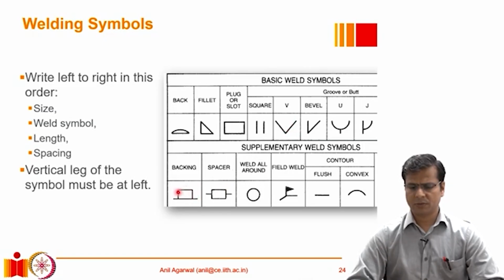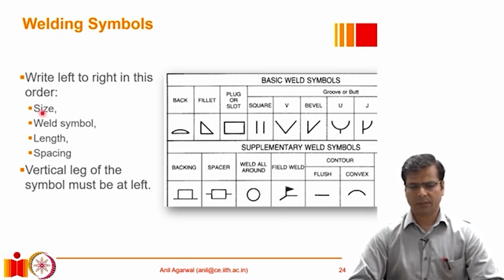If a backing plate is used, again there is a box, but this box is drawn above the line. If a spacer is used, then that box is drawn in the middle of the line. If the weld is to be done all around, then a circle is shown. There is also a distinction between a weld which is to be provided in the field or at a fabrication shop. So if it is a shop weld, then we don't put this flag, but if this flag is provided in the drawing, it means that this is to be done at field.